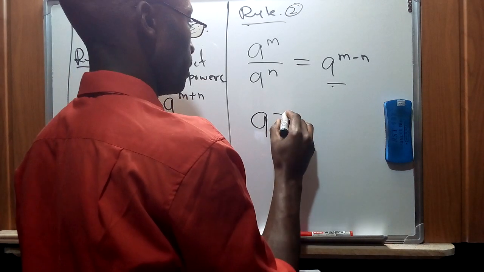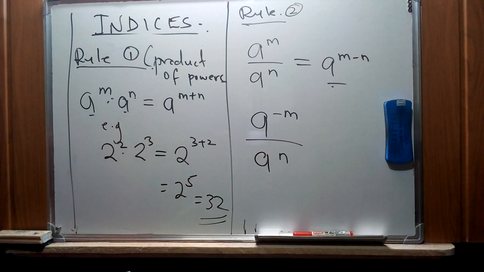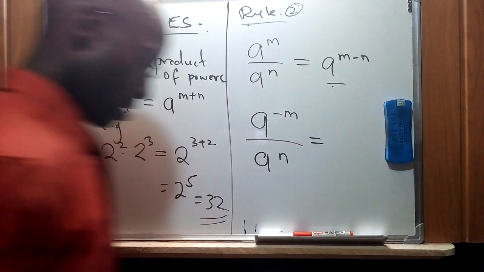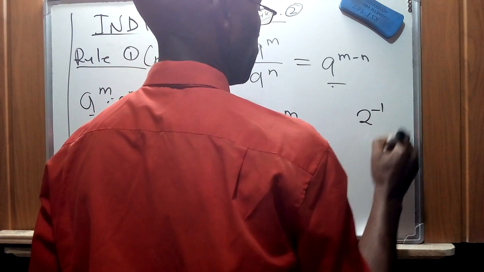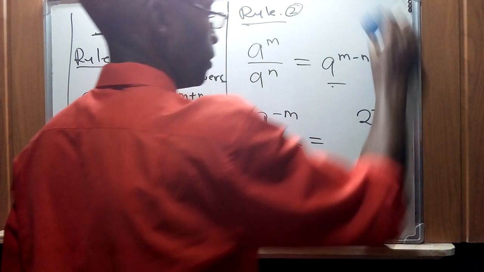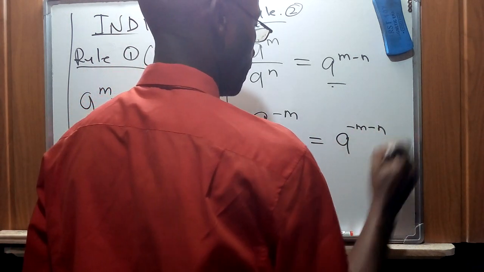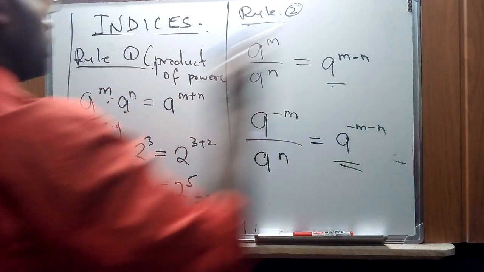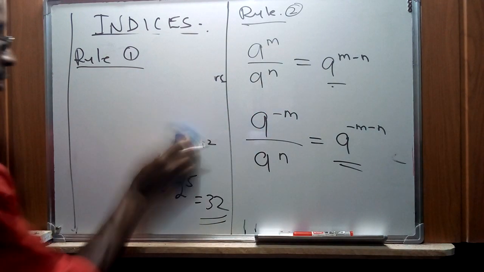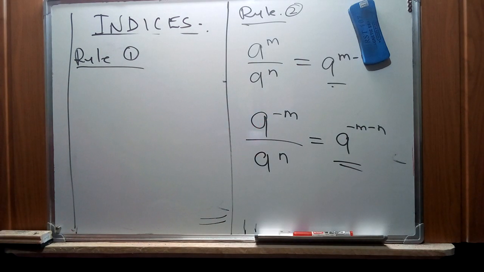So how can we treat an expression of that nature? We see for a fraction, 2 raised to negative 1 is the same as a half. So therefore, we are going to just write this as negative m minus n, and that is going to apply as such. There's also rule number 3 that we have to look at for the indices, that's applicable for all mathematical application of these indices.